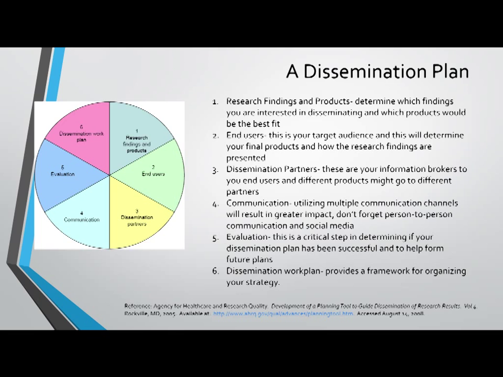And so the 6 steps of a dissemination plan include figure out what research findings you're interested in disseminating. All of us have, you know, maybe 100-page research reports, but you really need to narrow down to what findings you think are going to be the best fit with your end users, which is the second step, identifying your target audience. What you might find in many cases is that part of your research study is good for one audience and another part is good for another audience. So those are the 2 initial steps to developing your plan.